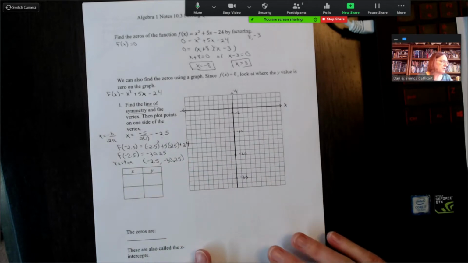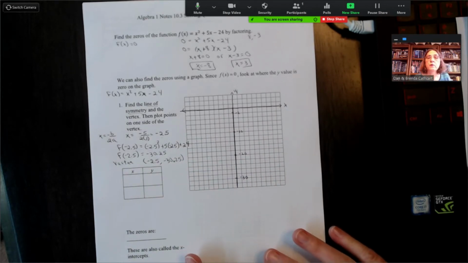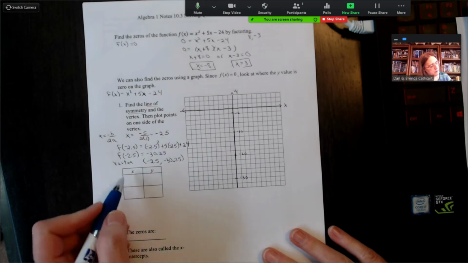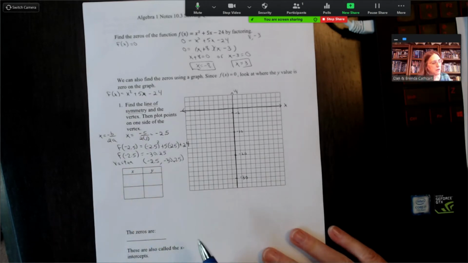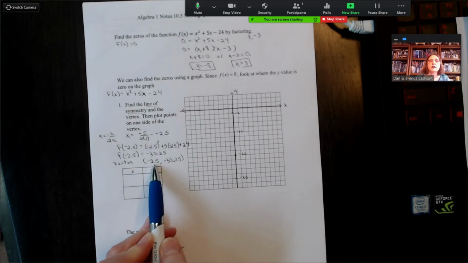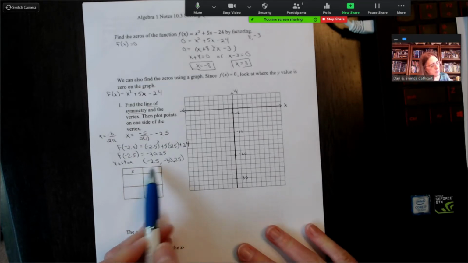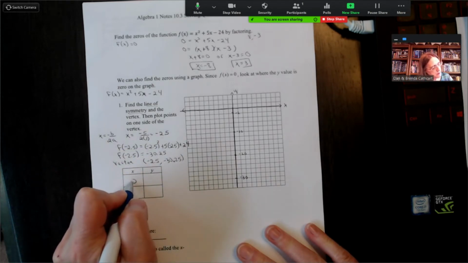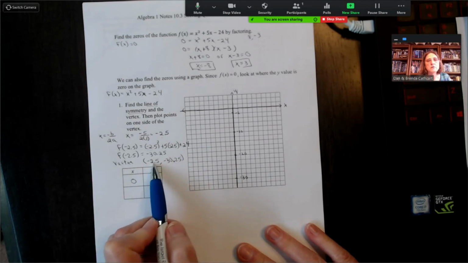Okay. Now, in order to graph that, we need to find points on one side of the line of symmetry. We're going to pick a few, maybe another point here. I've got room for 2, but I think I'm going to find a couple more points here. So something that's on one side of this line of symmetry. We could go smaller than negative 2.5, or we could go larger. Let's choose some larger values. Let's see what happens when I put 0 in here. 0 is larger than this.